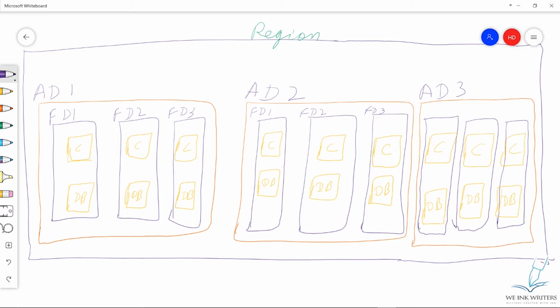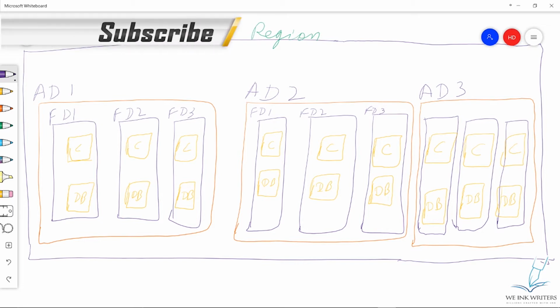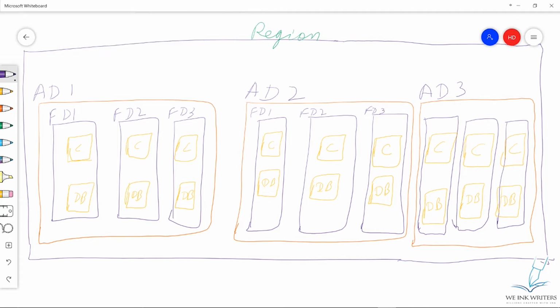FDs are fault domains, which are logical separations of a single data center. In each and every AD, you have three FDs. In each and every fault domain, you see compute services and database running. C denotes compute service and DB denotes database service. Each and every database and compute service is duplicated across all three FDs to provide high reliability and high scalability. And there are some cool features that you can leverage in OCI.